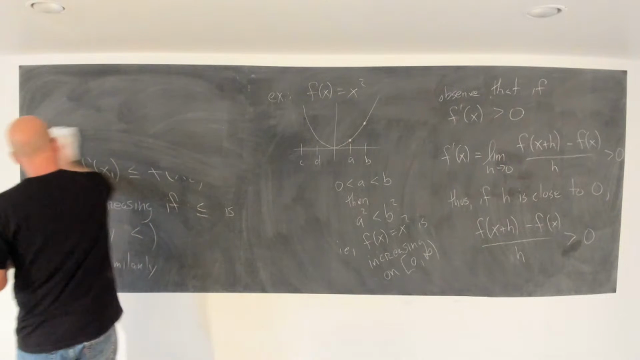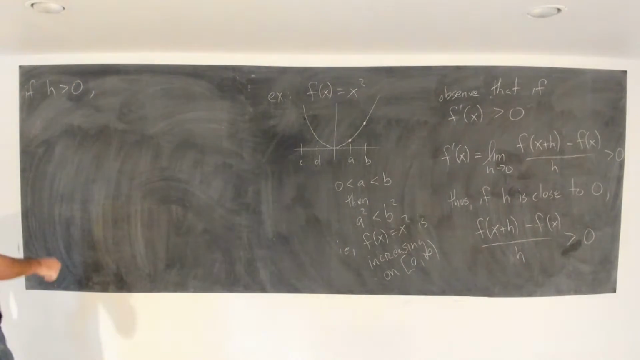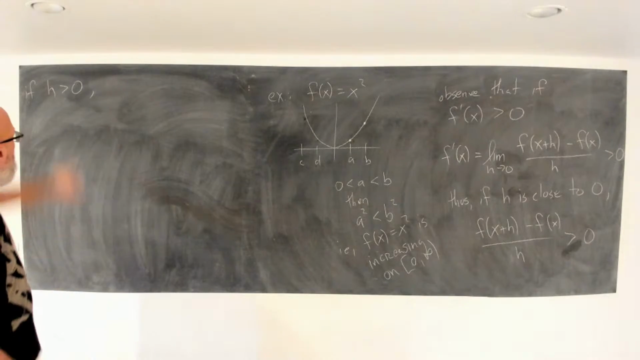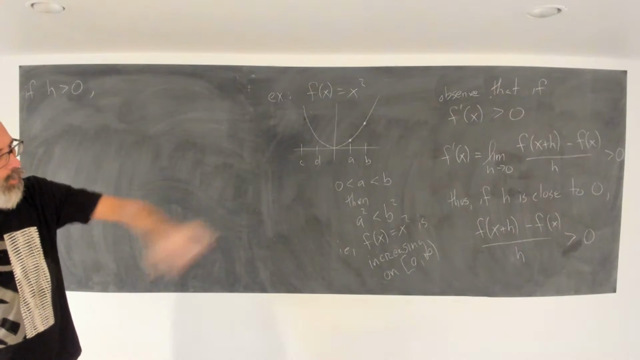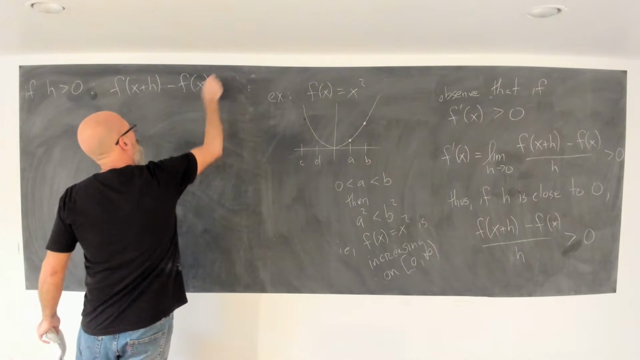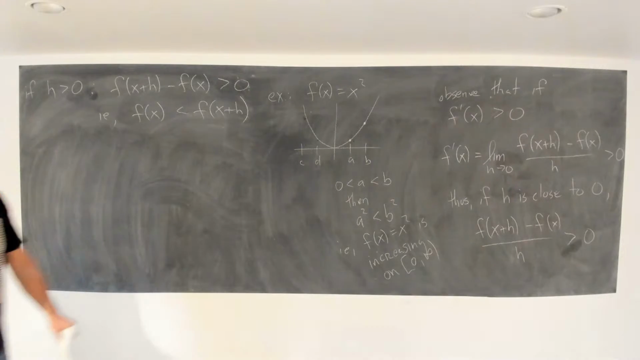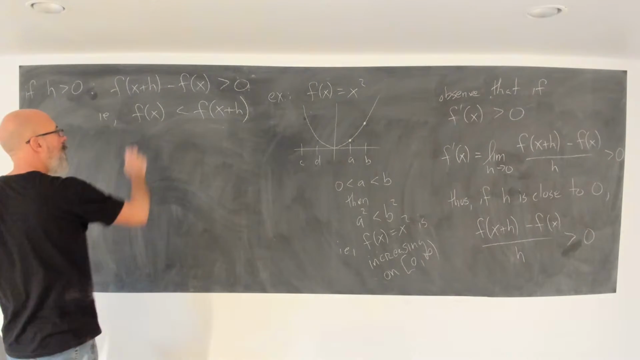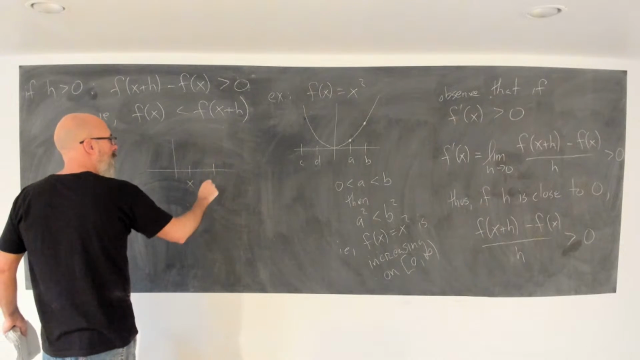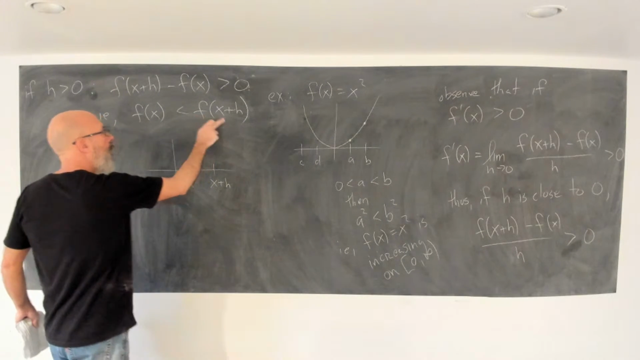So if h is bigger than 0, then multiply this whole inequality by h. H being bigger than 0, the inequality is preserved, and we get f of x plus h minus f of x is bigger than 0. In other words, f of x plus h is bigger than f of x. Your function is strictly increasing, right? If you take an x, and then something bigger than 0, so x plus h is going to be bigger than x, and your function is getting larger.